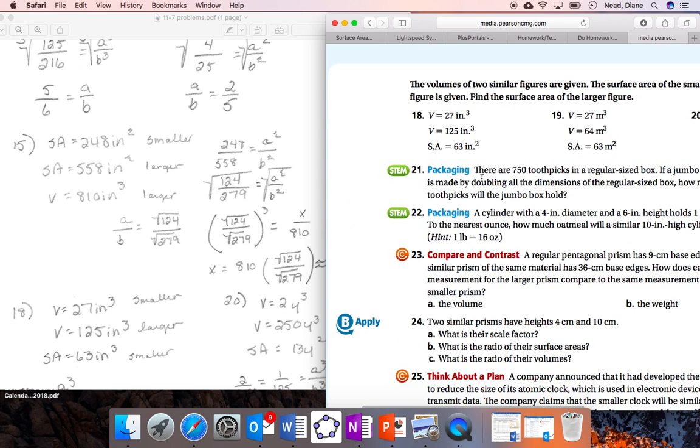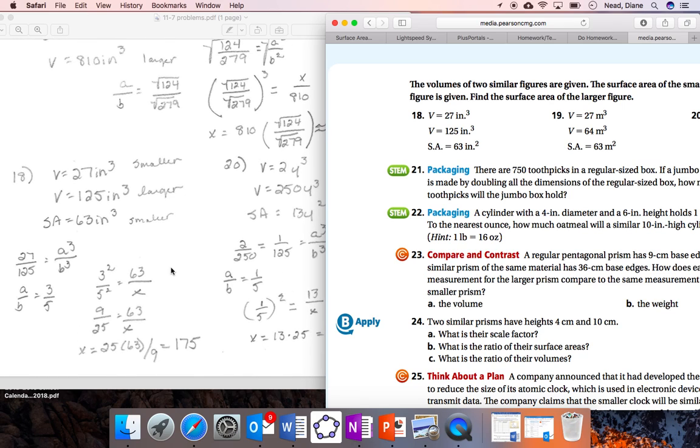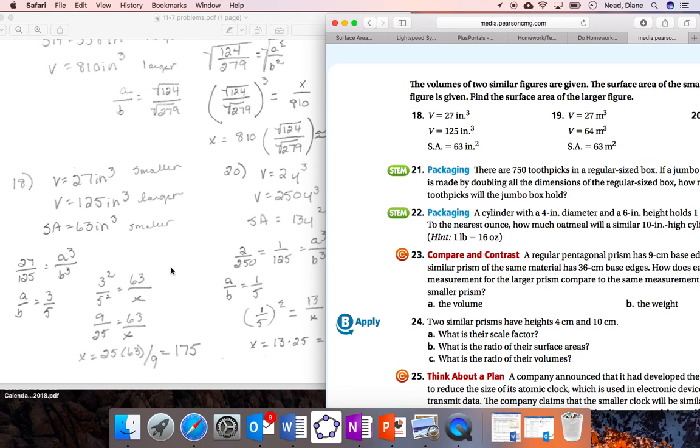Number 18, I'm given two volumes in this case of similar solids, and I'm given the surface area of the smaller figure. I need to find the surface area of the larger figure. How do I do this? I first need to find my scale factor. I know the ratio of my volumes, 27 over 125, is the cube of the scale factor. I take the cube root of both sides. The cube root of 27 is 3. The cube root of 125 is 5. My scale factor is 3/5.